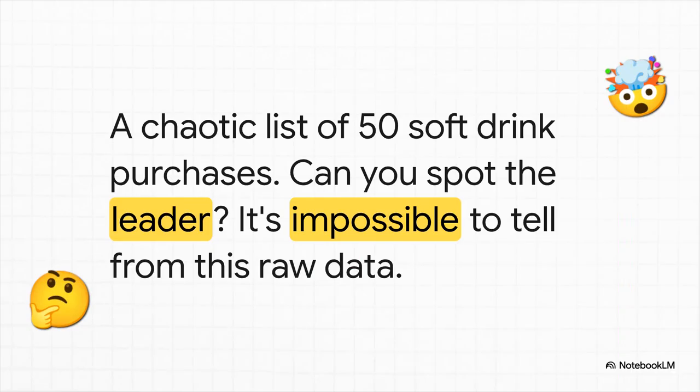So this right here, this is our crime scene. It's a list of 50 soft drink purchases. Now looking at this jumble of words, can you tell me anything useful? Like, who's the top seller? Who's lagging behind? It's pretty much impossible, right? It's just noise, a total chaotic mess of text. And this is the exact problem every data detective runs into at the start.